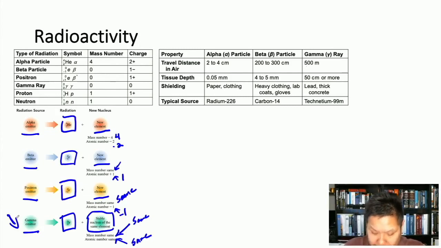The other three that emit alpha, beta, or positrons will become a new element, losing stuff in the process.